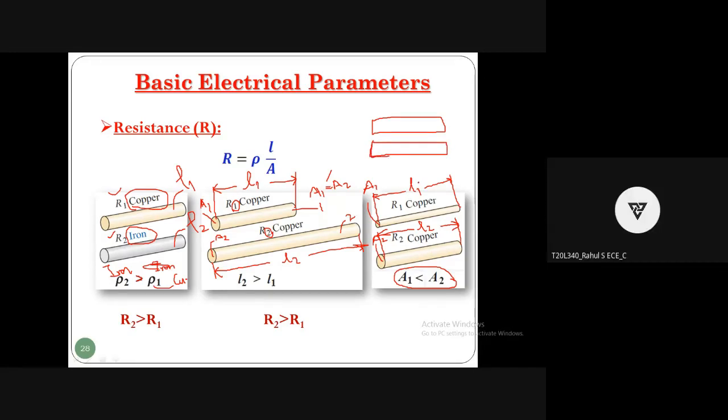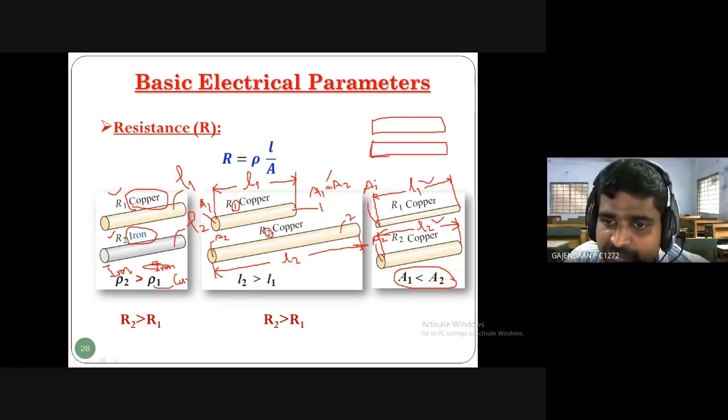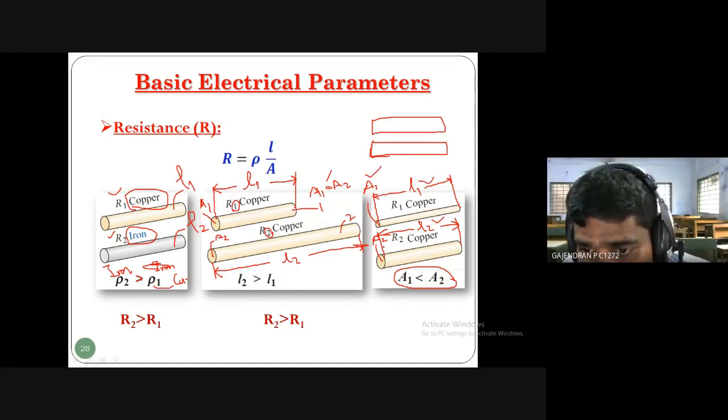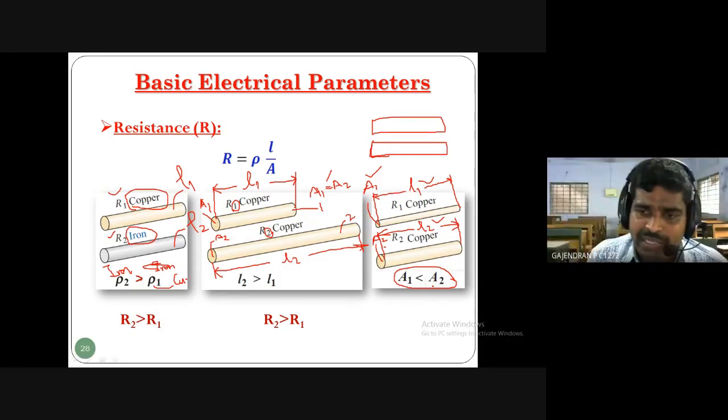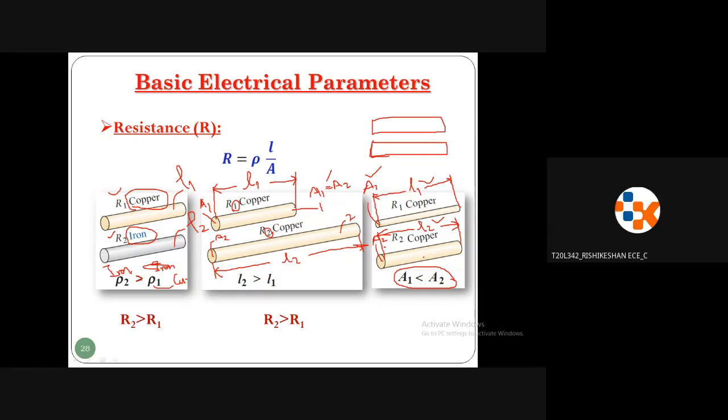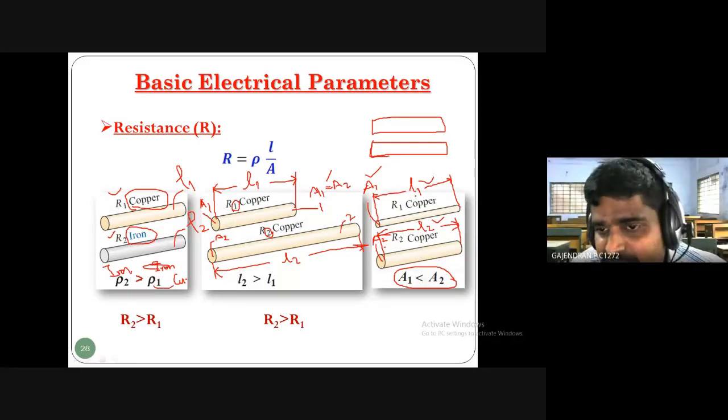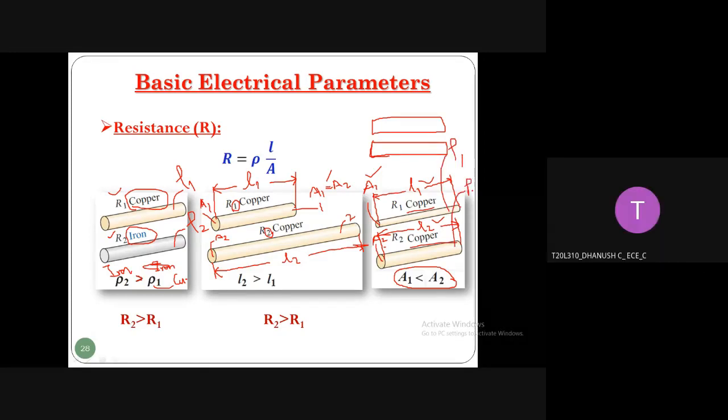Okay. So L1 and L2 are same. A1 and A2 are not same. Okay, what is the similar quantity in this? One more similar quantity. Resistivity, sir. Length. Very good. Copper, both are copper. Therefore, rho 1 and rho 2 both are equal. Only area differs.